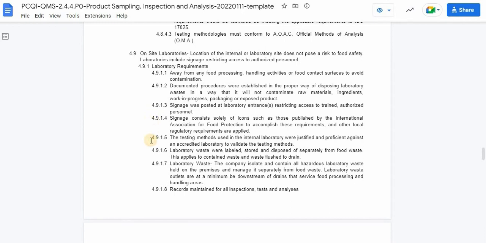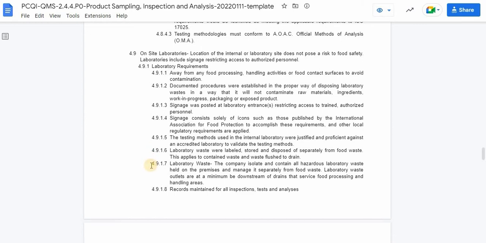The testing methods used in the internal laboratory were justified and proficiency-tested against an accredited laboratory to validate the testing methods. Laboratory waste was labeled, stored, and disposed of separately from food waste. This applies to contained waste and waste flushed to drain.